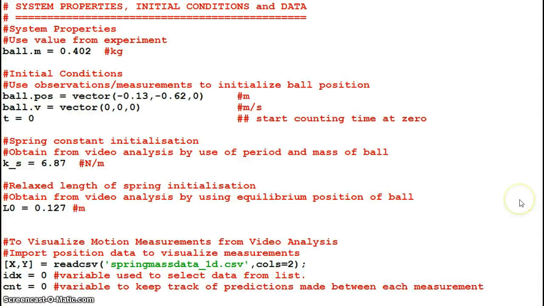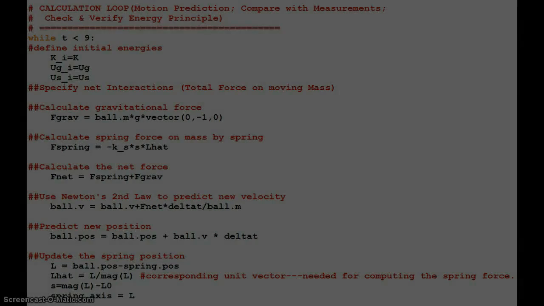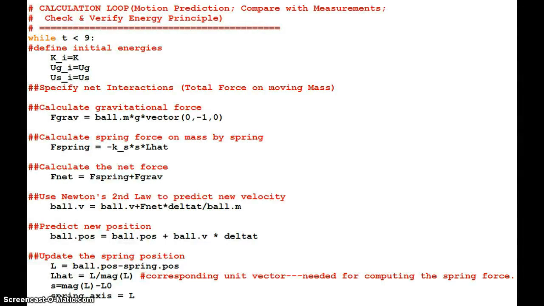Tracker data is now entered into the Python script with all the constants previously described. The following VPython configures the iterative part of the code that computes the spring position and energies. L hat is a direction vector that is used to specify the spring force vector. The main loop calculates the incremental change in kinetic and potential energies of the ball and the potential energy of the spring. The loop also computes predicted positions for the ball.